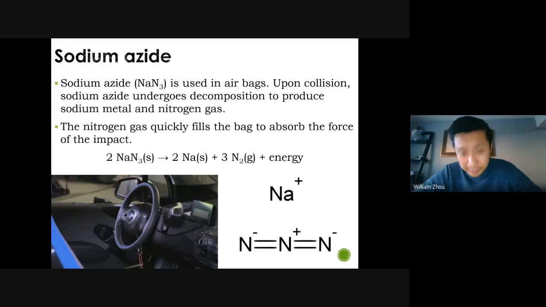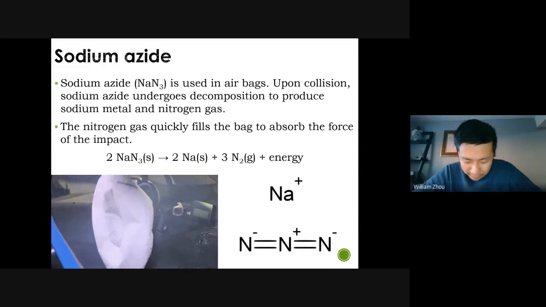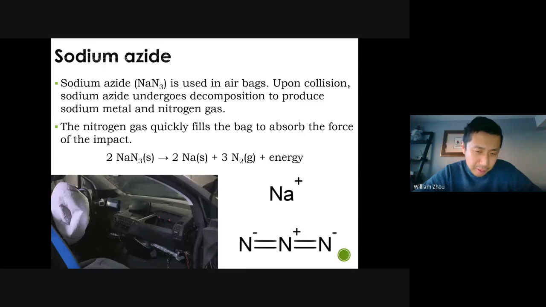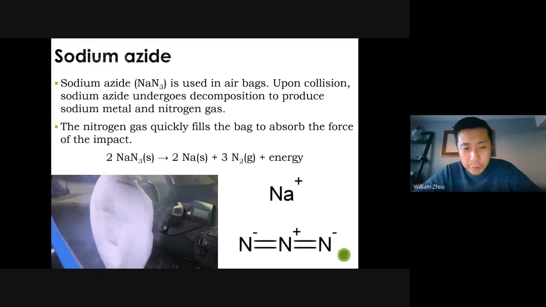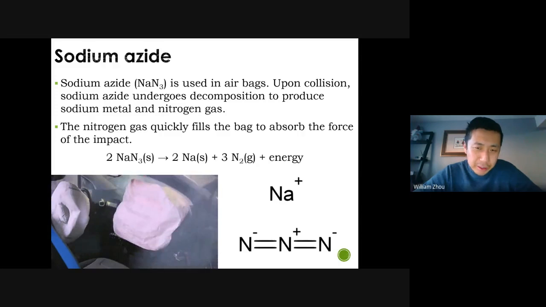Instead, you hit the bag. Well, not if you're an infant. This is actually deadly to infants, which is why babies can't be in the front of a car. But yeah, if you have a collision, this will pop and a decomposition reaction occurs and it attempts to save your life. So that is an example of decomposition.